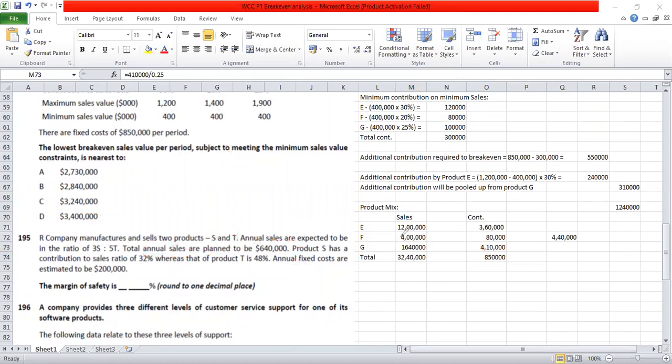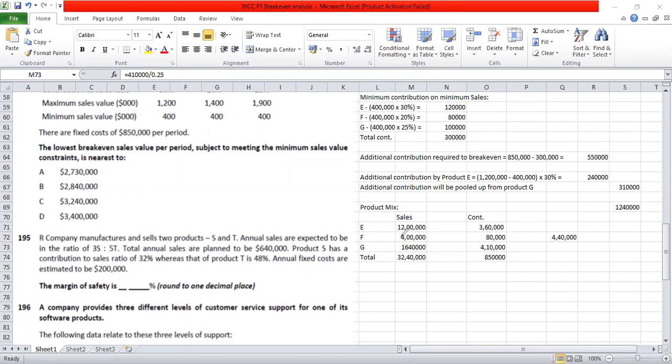Question number 195 says, our company manufactures and sells two products, S and T. Annual sales are expected to be in the ratio of 3S to 5T. Total annual sales are planned to be 640,000. Product S has a contribution to sales ratio of 32%. T has 48%. Annual fixed costs are estimated to be 200,000. What is the margin of safety percentage?